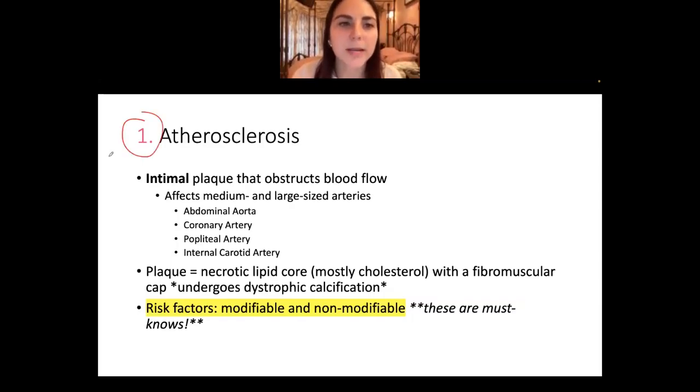Okay, so number one is atherosclerosis. That's the first pattern he talks about. We already talked about how it's an intimal plaque, but this intimal plaque is going to obstruct blood flow. And remember, it affects medium or large size arteries.